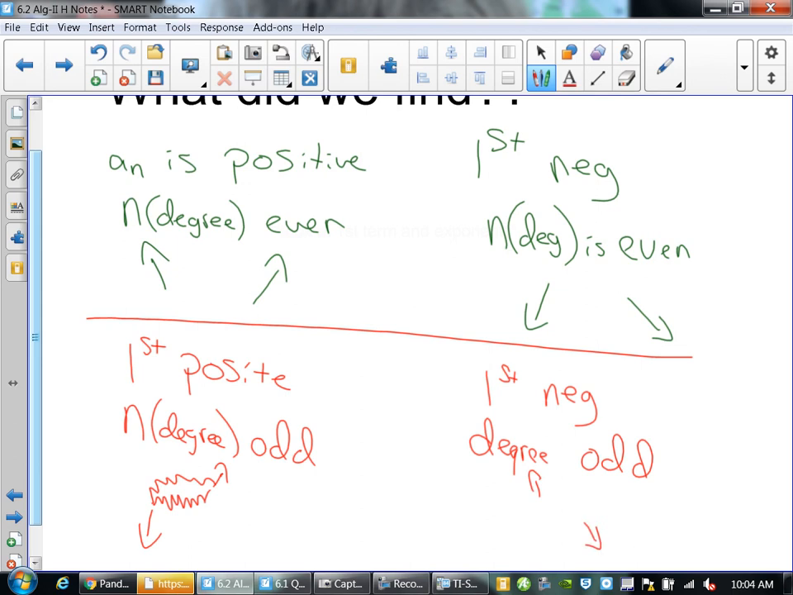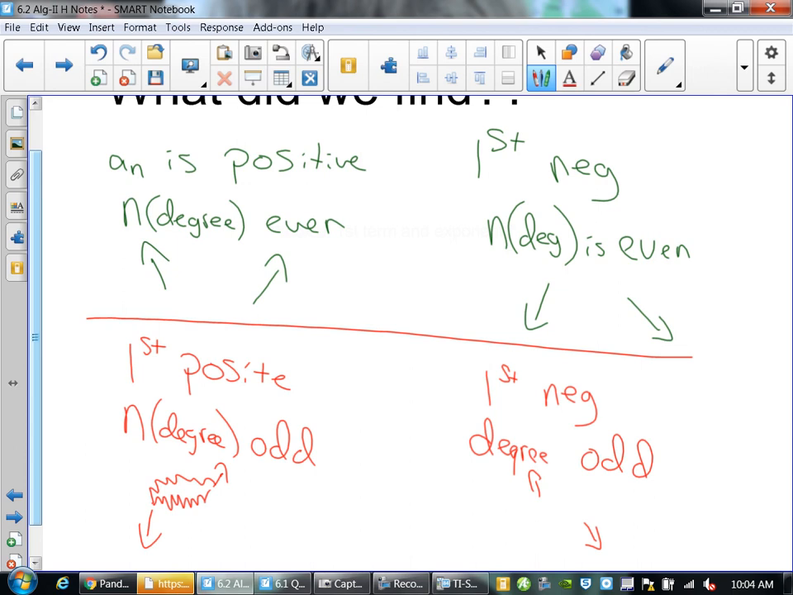And to be honest with you guys, if you can remember what x squared does, whether the first term is positive or negative, and what x cubed does, whether positive or negative, every other polynomial, whether it's an even exponent or an odd exponent, follows the same thing. It's ridiculously simple. But what we're going to do is take this information.